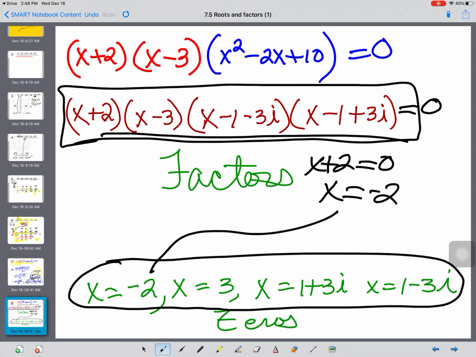So zeros and roots are the same thing. They're the x-intercepts, and the factors, I'm not sure if I said that right. Let me say that again. The zeros and the roots are the x-intercepts, and the factors are the things that multiply together to give you the original polynomial.